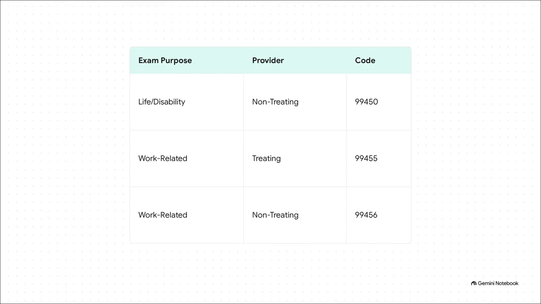Pretty straightforward, right? But if the exam is for a work-related or medical disability, you have to ask who is actually performing the exam. If it's the patient's own treating physician, boom, that's 99455. However, if that exact same work-related disability exam is done by a non-treating provider, what we usually call an independent medical examination, or IME, then you hit them with a 99456.